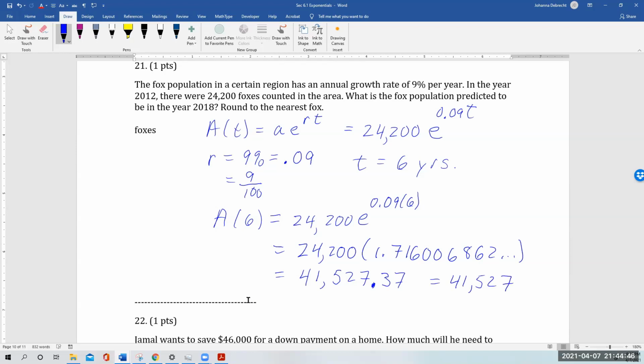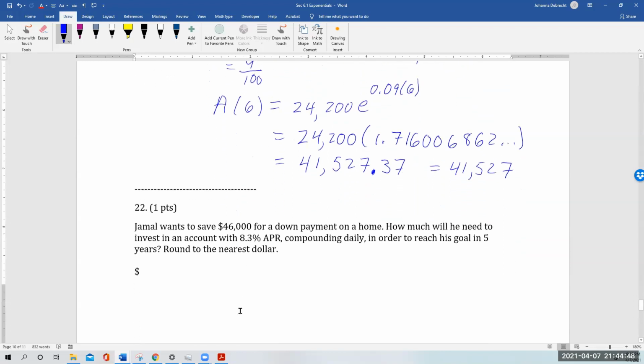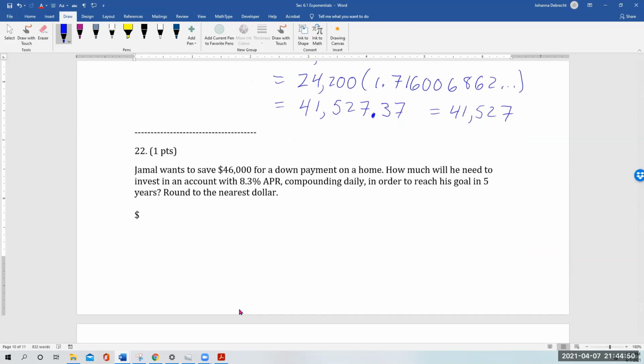Now let's take a look at the next problem. Jamal wants to save $46,000 for a down payment on a home. How much will he need to invest in an account with 8.3% annual percentage rate, compounding daily, in order to reach his goal in 5 years? Round to the nearest dollar. In this case, this is not continuous compounding. It says compounding daily. Compounding daily is 365 days.